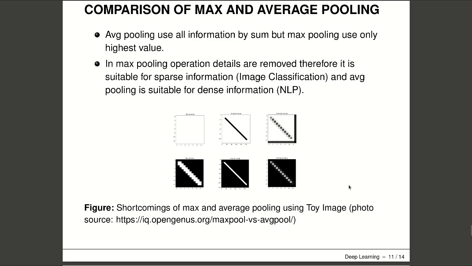Here is also one example which compares average pooling and max pooling. Here is our original input image, a toy image. By applying max pooling here, we can see only the white pixels, but by applying average pooling, we can see at least some details. And if we reverse this image, in max pooling we will have something similar to this, but in average pooling we will get at the end something similar to the right side.